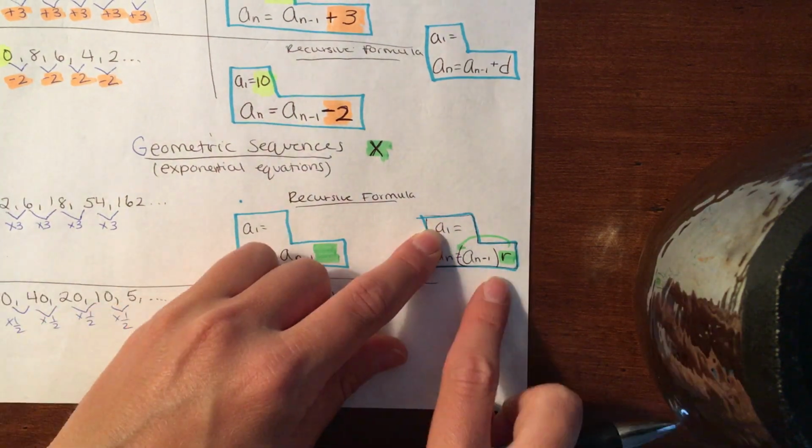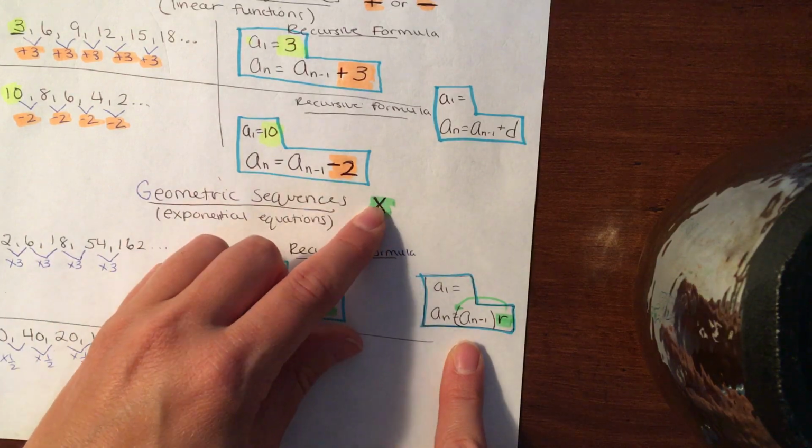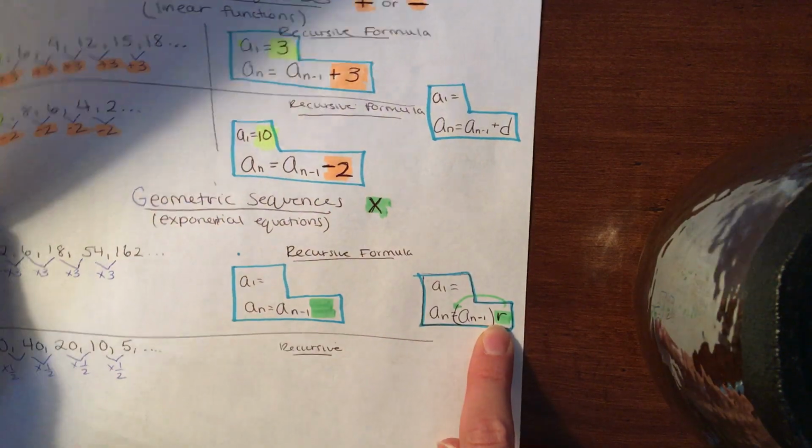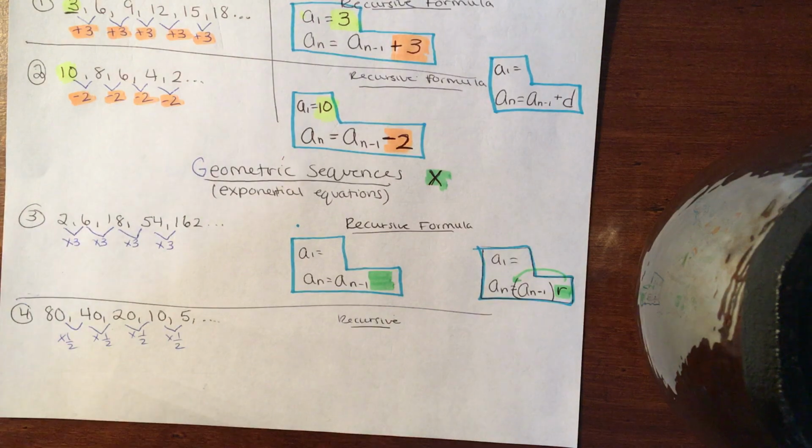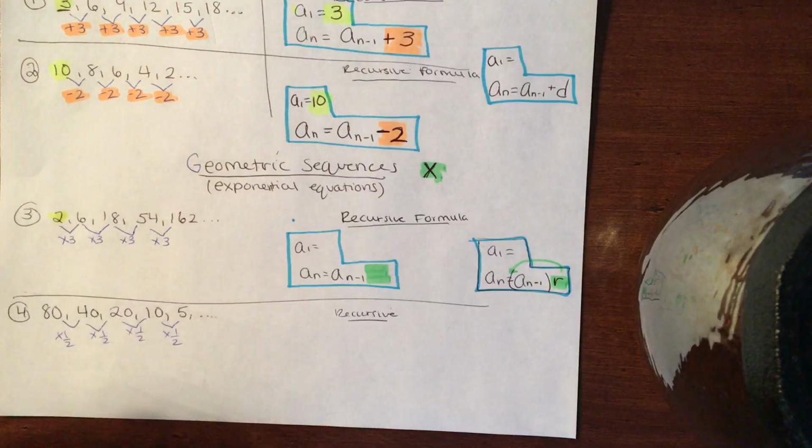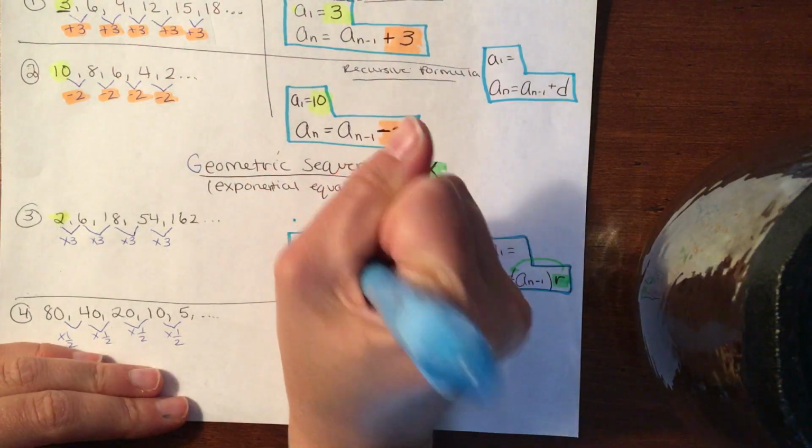So I need just my A1 and my R in order to write a recursive here. I needed my A1 and my D for arithmetic, geometric, multiplication. I need my first term and my common ratio. So the first term in the sequence, in this case, is 2. So my A1 equals 2.